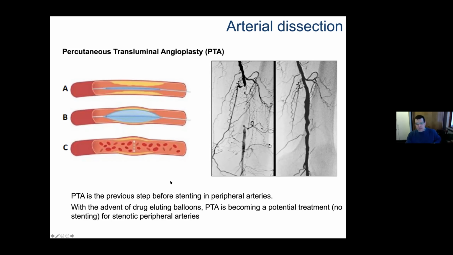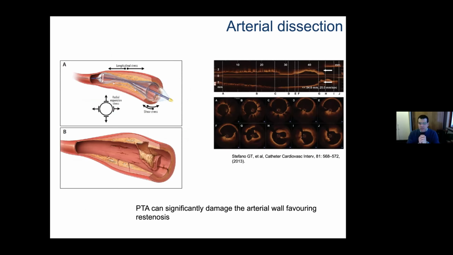The problem with the PTA is that from a mechanical point of view, it is a significantly traumatic process. During the PTA, we overexpand the lumen of the artery; the idea is to break the plaque and reestablish the lumen. The only problem is what you see in the pictures on the right: there is extensive damage in the arterial wall that causes the restenosis. This wound created after the PTA may favor the reformation of the restenosis.